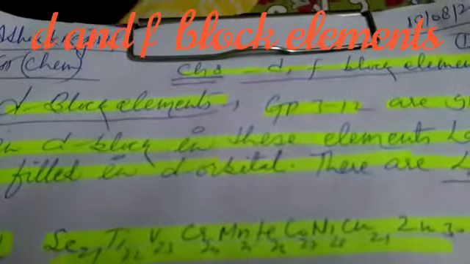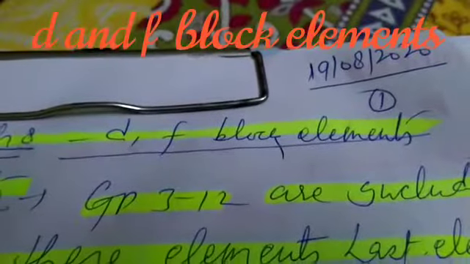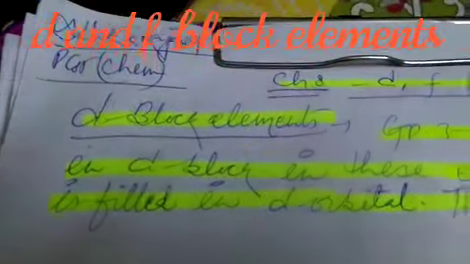Yes, students, now we are starting chapter 8, D and F block elements. Now, D block elements. Groups 3 to 12 are included in the D block. In these elements, the last electron is filled in the d orbital. That is why these are called d block elements.